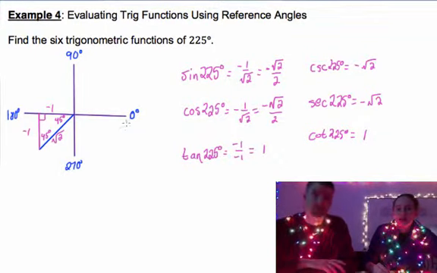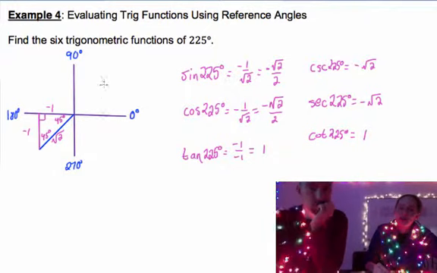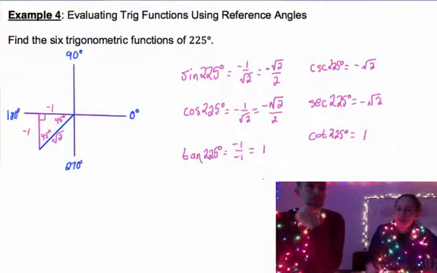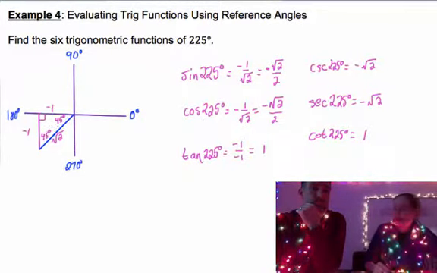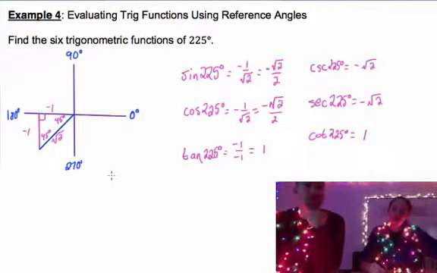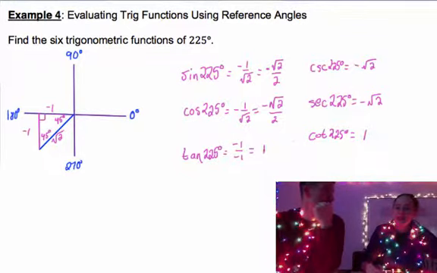And we talked earlier in the video about All Students Take Calculus, and sure enough, our tangent was the only thing positive in the third quadrant. Negative divided by negative is always a positive. Tangent and cotangent.